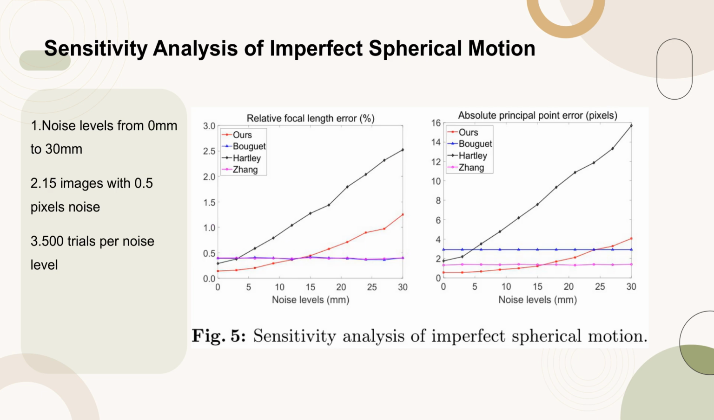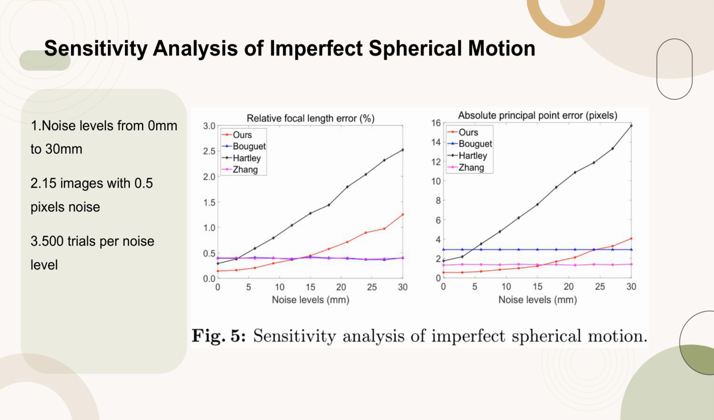Figure 5 presents the sensitivity analysis of initial value estimation with respect to imperfect spherical motion. The experiment evaluates the impact of adding zero-mean Gaussian noise with standard deviations ranging from 0 mm to 30 mm to TCP, simulating imperfect spherical motion. Using 15 images and adding a noise level of 0.5 pixels to the image points, a total of 500 independent trials are conducted for each noise level, and the average errors are computed.